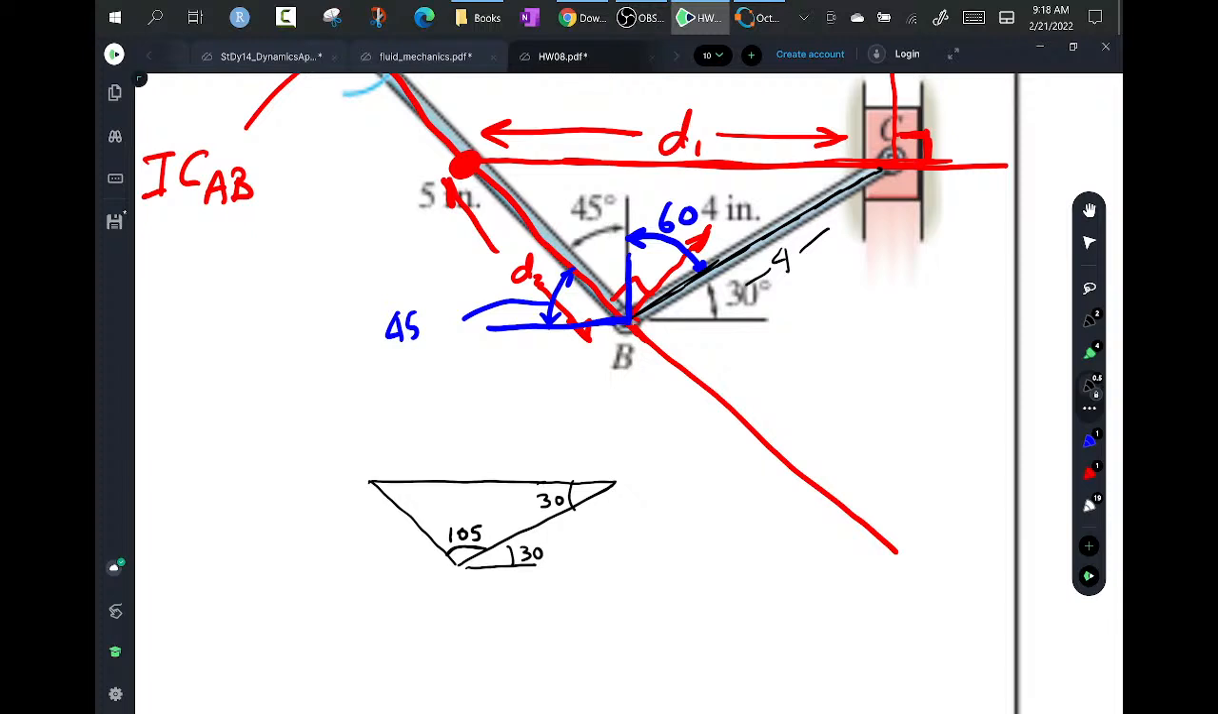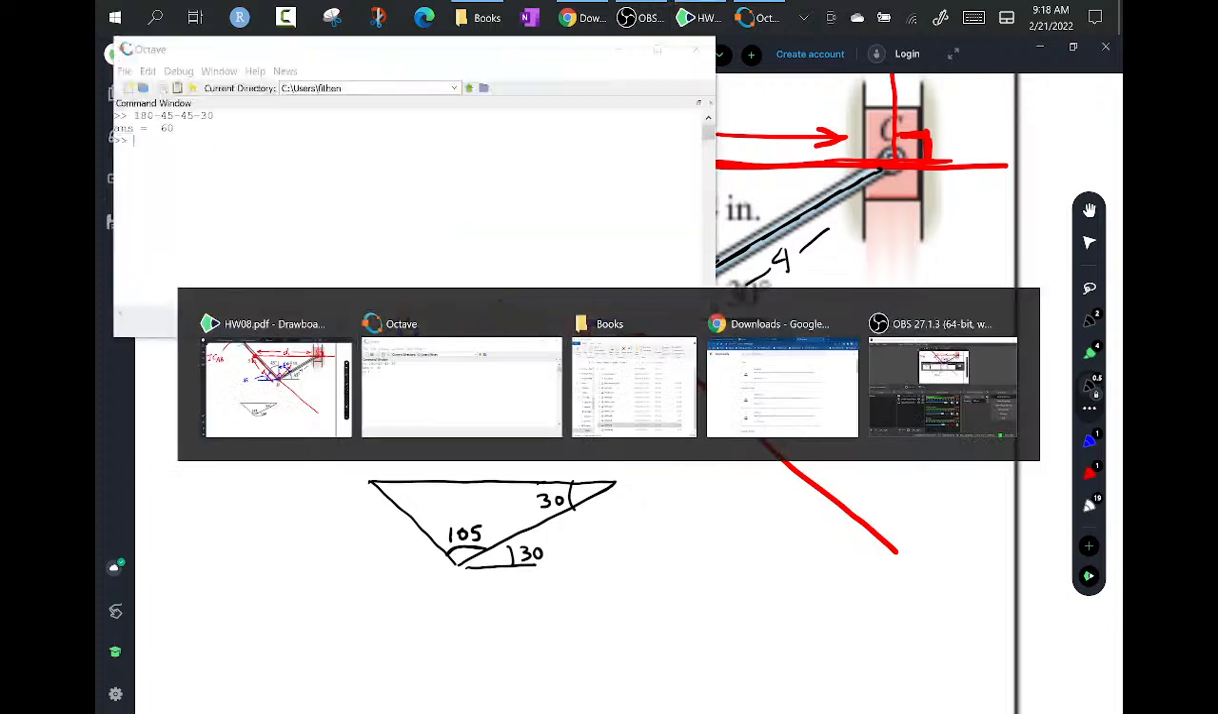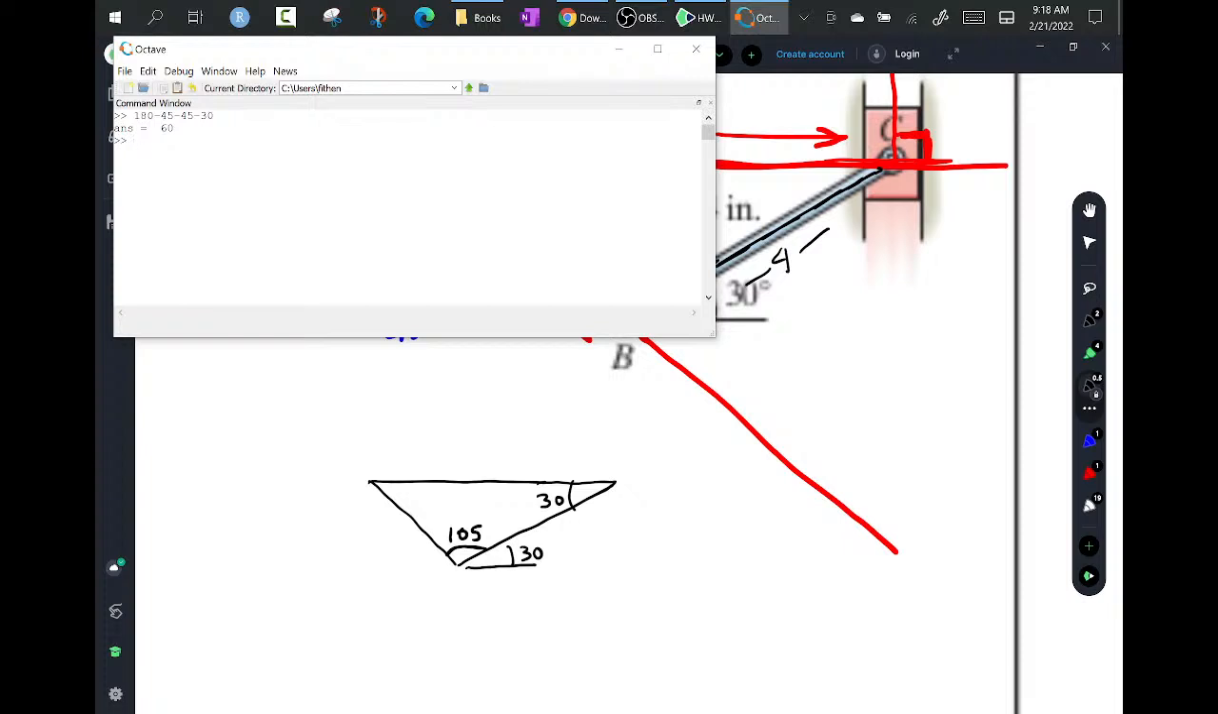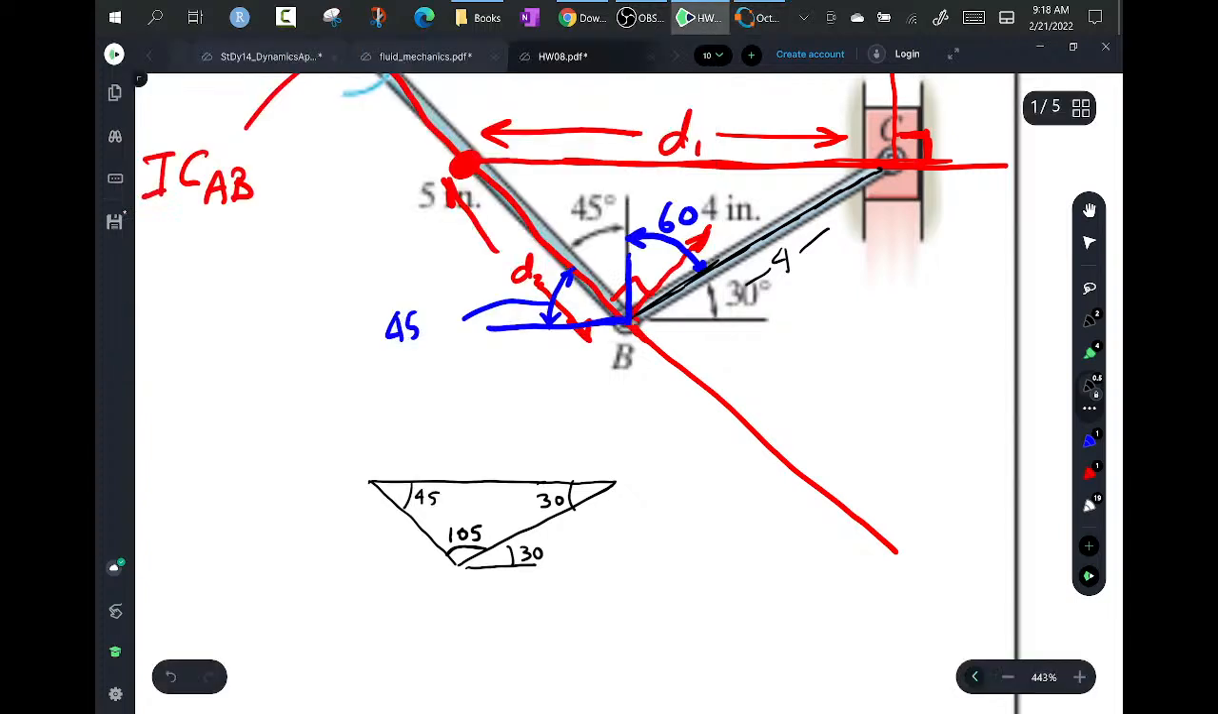That leaves me with, okay, wait. 180 minus 105 minus another 30 gets me back to 45. I should have known that. The reason I should have known that is this is 45, and since this line right here and that line are parallel, I should have known that. Then I got a length of 4.